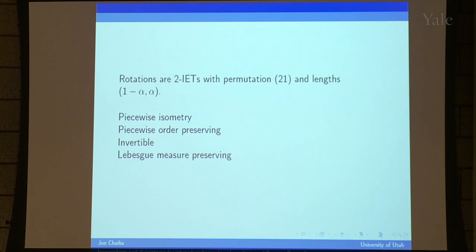So in Mladen's talk, some things that were piecewise isometries but weren't invertible came up. But these are invertible, and that means that they preserve Lebesgue measure. Okay? And their inverse is always also an interval exchange transformation. So these are nice things. They have a lot of nice properties.